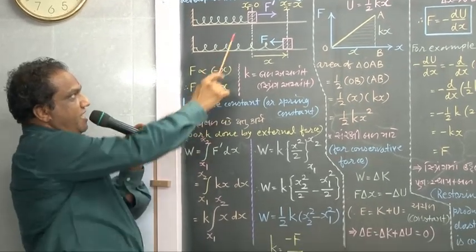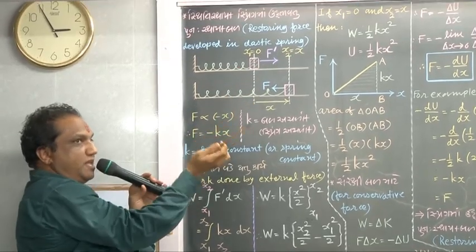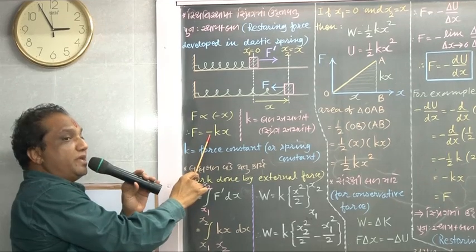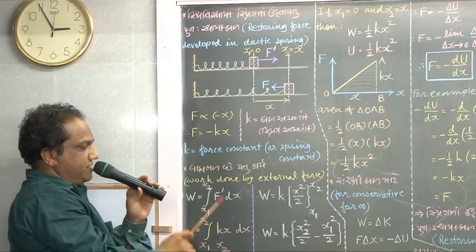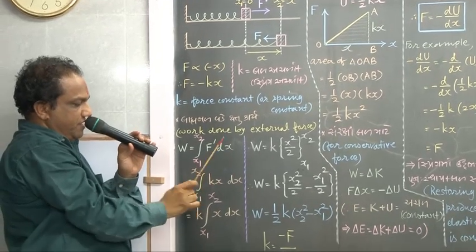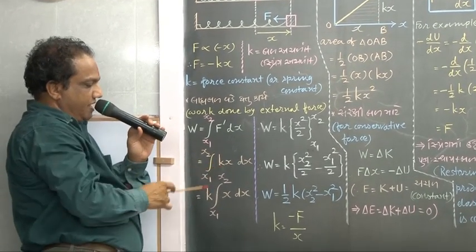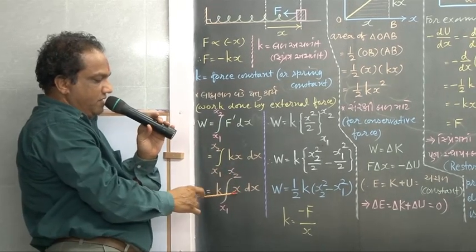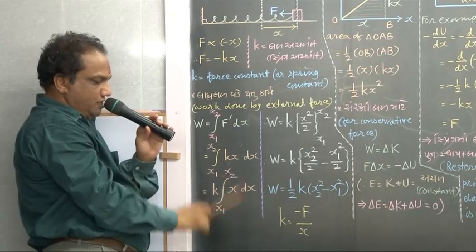Now the magnitudes of the external force and the restoring force are equal. So what is the magnitude? When you take magnitude, instead of minus you should take plus. So F dash equals plus kx, and we integrate kx dx. Because k is constant, it can be taken out. Integration of x dx from x1 to x2.